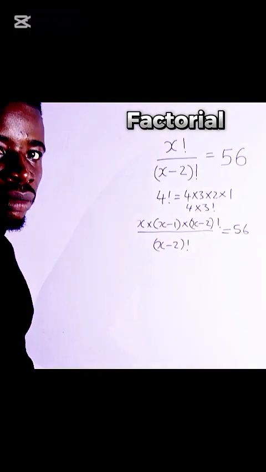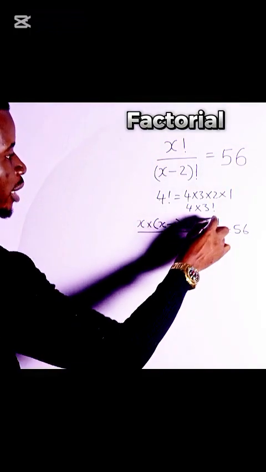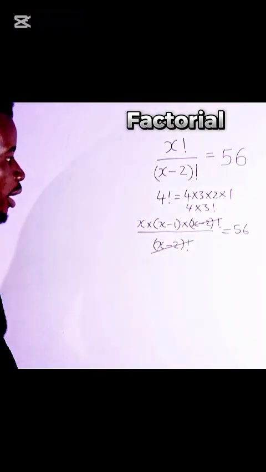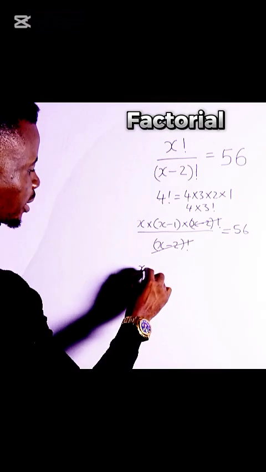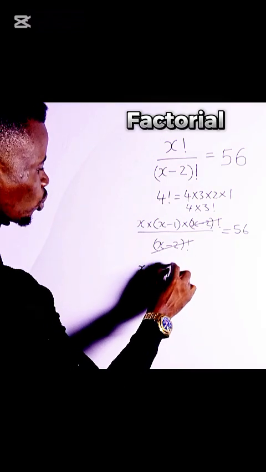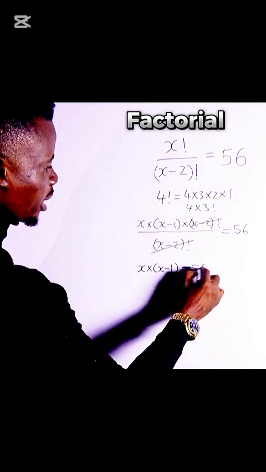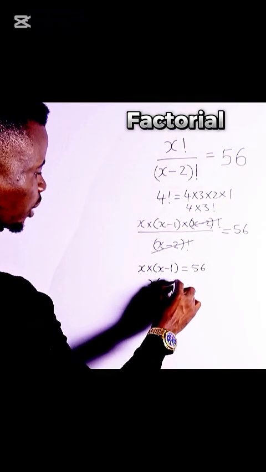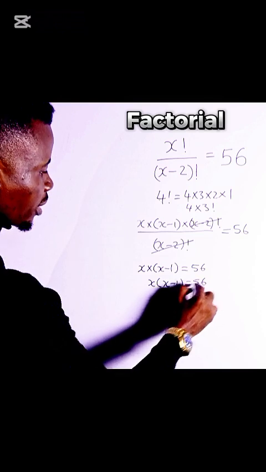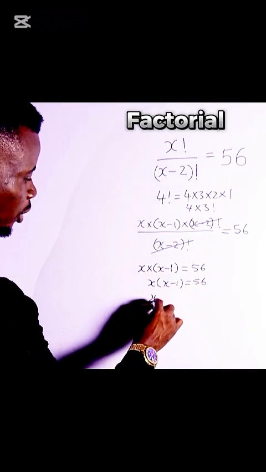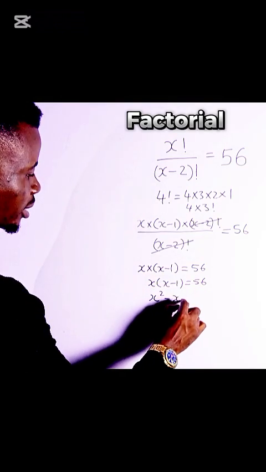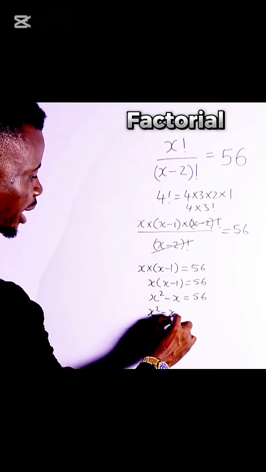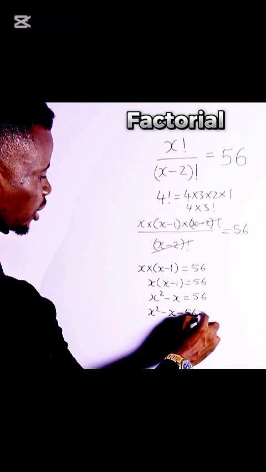factorial. So of course it's equal to what? 56. So now what do I do? I cancel out. X minus 2 factorial cancels out x minus 2 factorial. So what am I left with? I'm left with x times what? X minus 1 equals 56. So I expand the bracket, I can write x into x minus 1 equals 56. I expand the bracket, it becomes x squared minus x equals 56, or x squared minus x minus 56 equals 0.